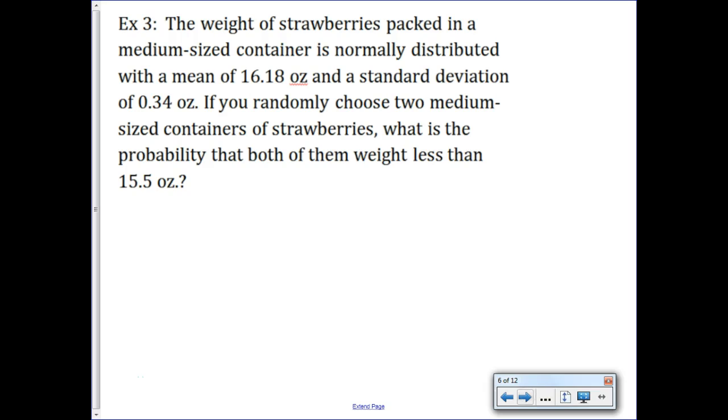Okay, the weight of strawberries packed in a medium-sized container is normally distributed with a mean of 16.18 ounces and a standard deviation of 0.34 ounces. If you randomly choose 2 medium-sized containers of strawberries, what is the probability that both of them weigh less than 15.5 ounces? Okay, so there's a few things here to note. First off, let's draw our normal distribution.